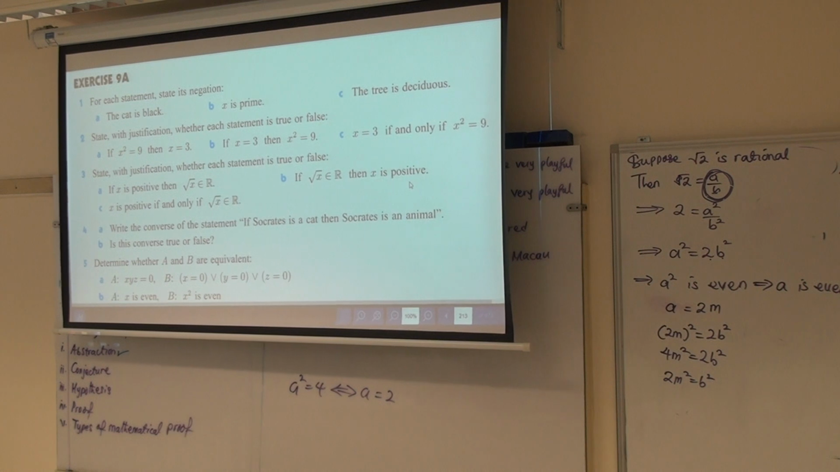What about 3A? If x is positive, then square root of x is a real number. That's the simplest way to say it. But is it true? Real numbers include positive and negative. What do you think? If x is positive, then x belongs to R. Is that true? Give me a counter example.